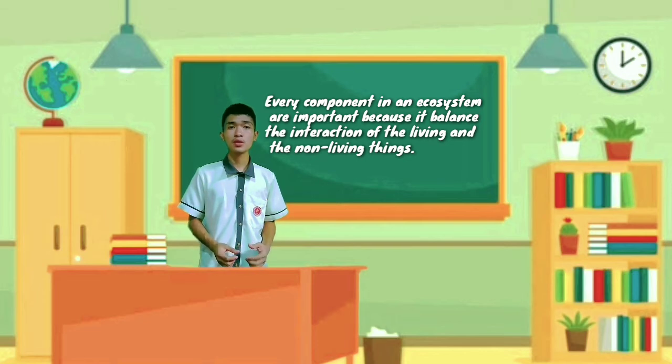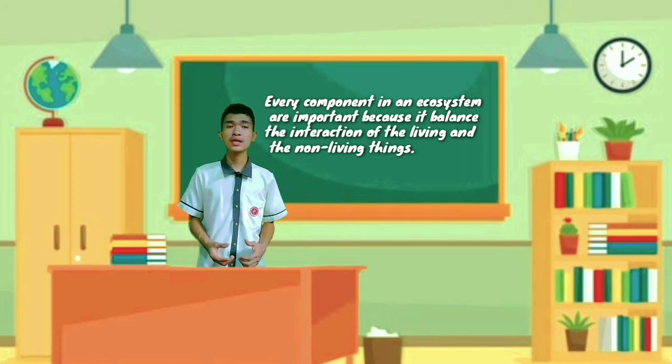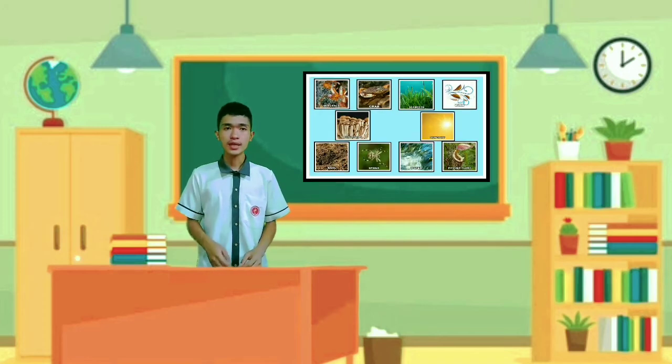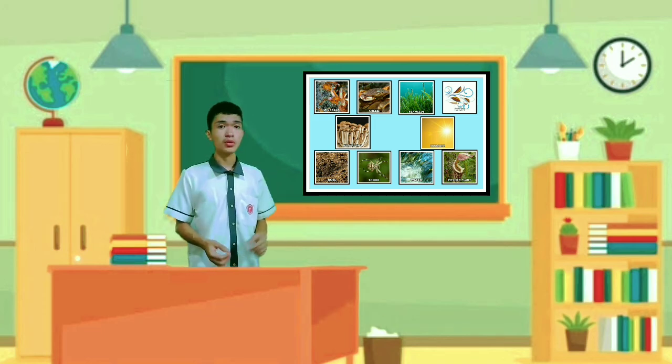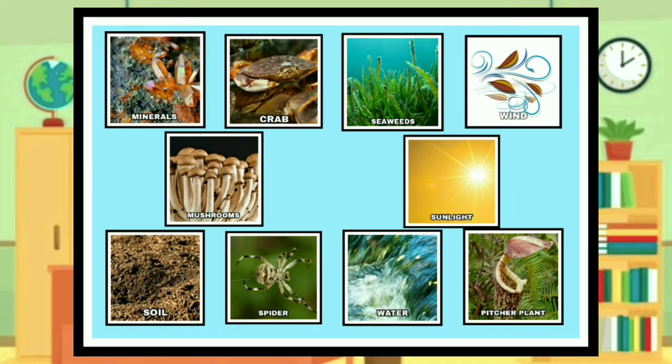If some of these components is removed, the ecosystem will be unbalanced. Class, I want you to come in front and choose a picture that I have pasted on the board. After that, you have to categorize it into biotic and abiotic. I need 10 volunteers. Okay, come in front one by one.